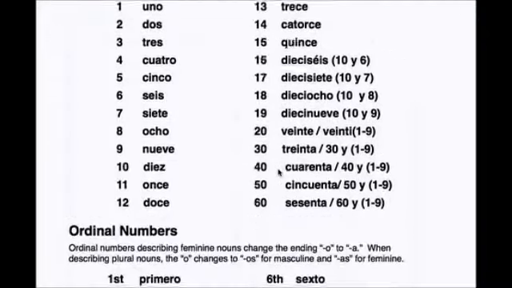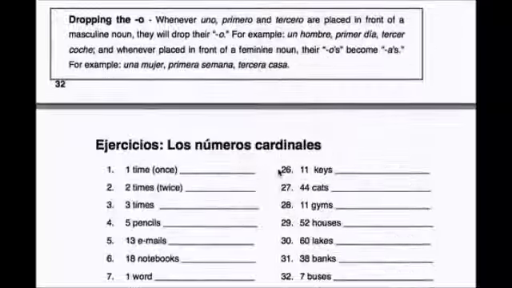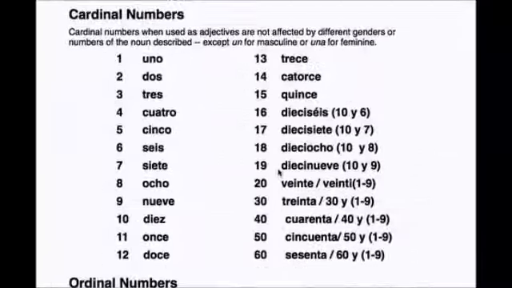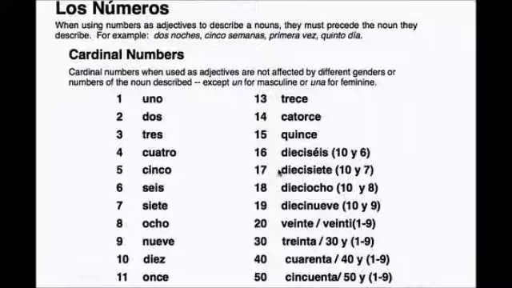Now we're going to talk about the numbers, que en español es los números. There are two types of numbers in Spanish and English. We have cardinal numbers and we have ordinal numbers. Cardinal numbers are 1, 2, 3, 4, 5. Ordinal numbers are first, second, third, and so on, right?